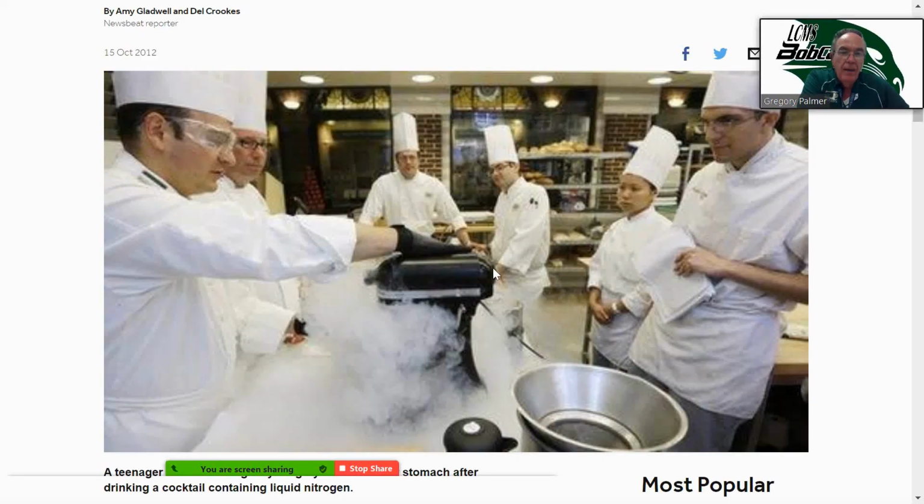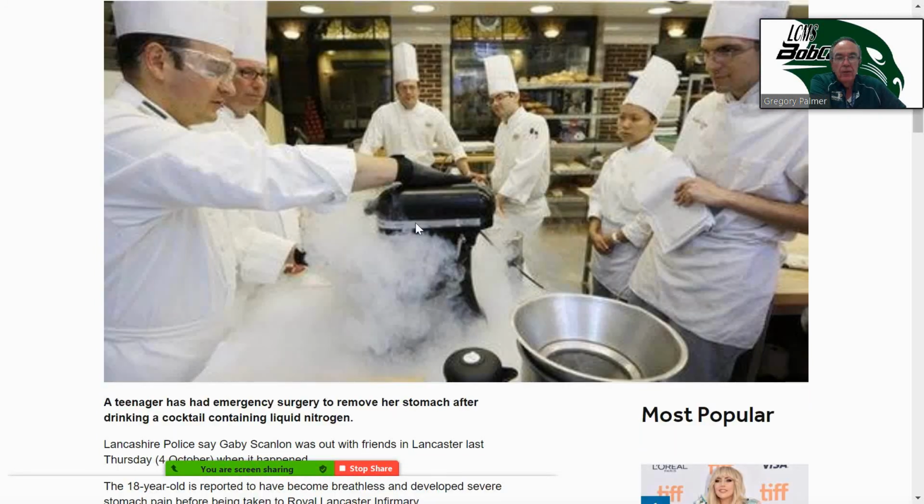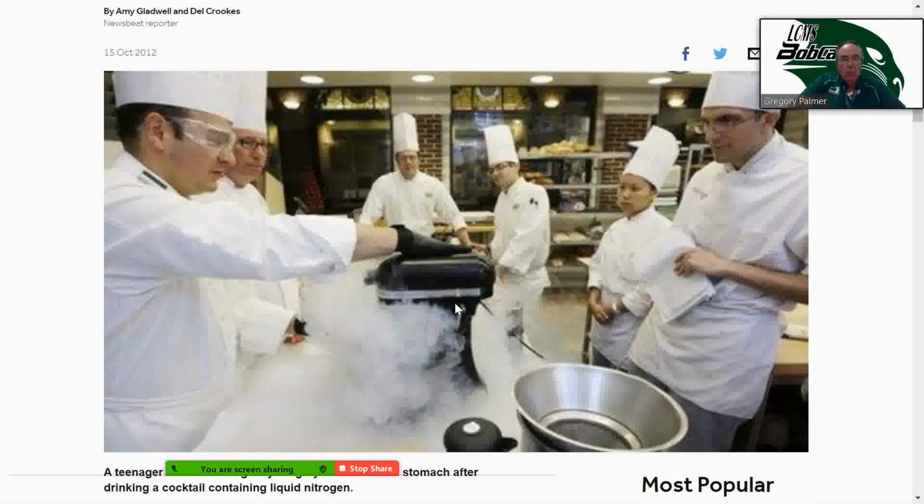Now I want to share with you a real-life example of thermal expansion. I saw this article on the BBC, it says, teenager's stomach removed after drinking a cocktail. What they're doing here is putting liquid nitrogen in a glass, and then what you're supposed to do is pour it into your drink, and because liquid nitrogen has a boiling point of like negative 300 degrees, as soon as it's mixed in, it starts to boil. And because it boils really, really fast, it just makes a lot of bubbles, and it's kind of like a frosty freeze. So the drink is kind of like a frosty freeze. Well, this girl drank the liquid nitrogen instead.